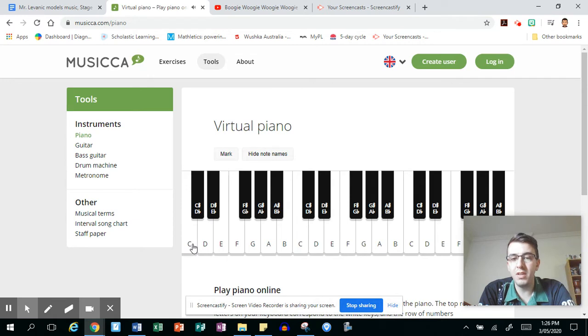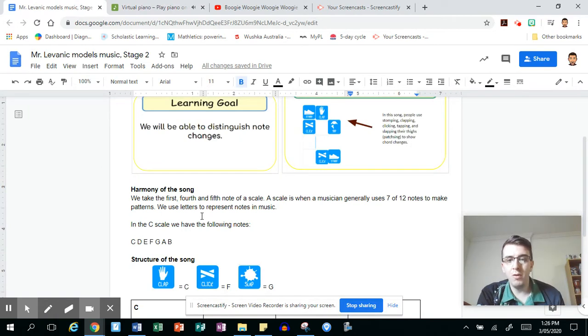And you'll notice that there are 12 of those before they repeat the letters. And these letters play the same note just at what we call a higher pitch further to the right, lower pitch further to the left. So when we're playing the harmony in the 12-bar blues, what we're going to be doing is taking the first, fourth, and fifth note of a scale.